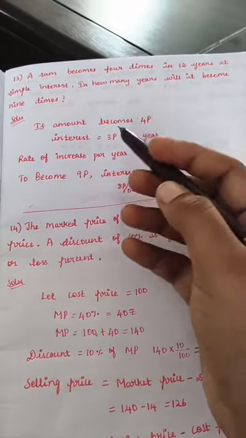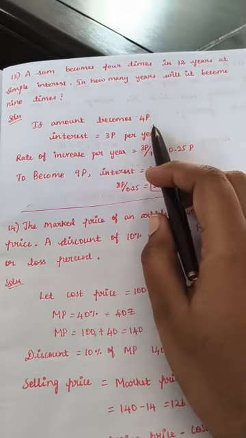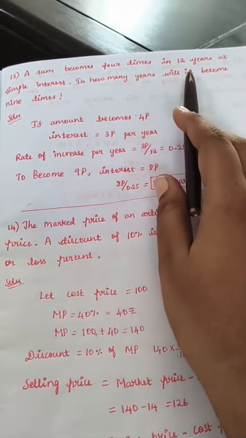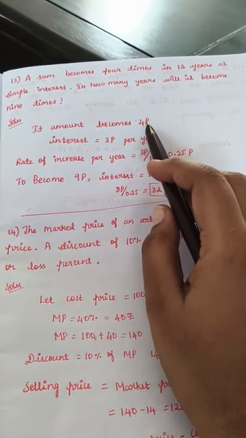As they have not given the value of the principal amount, let's take the amount as 4p, because it becomes 4 times in 12 years. So, let's take the principal amount as 4p.